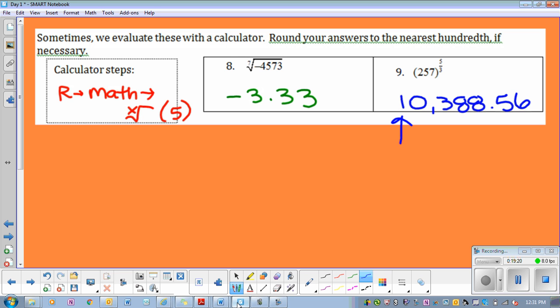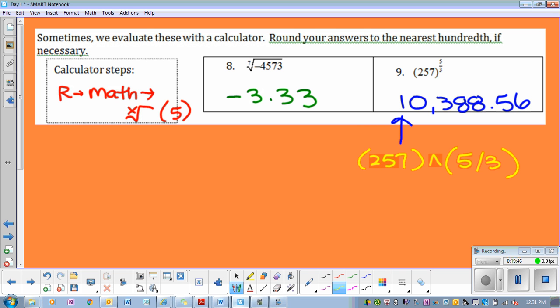So with this one, if you need to, make yourself a little note to put the parentheses around 5/3, okay? If you don't put the parentheses, what it's going to do is take 257 to the 5th power, and then divide it by 3. And you don't want that, all right?